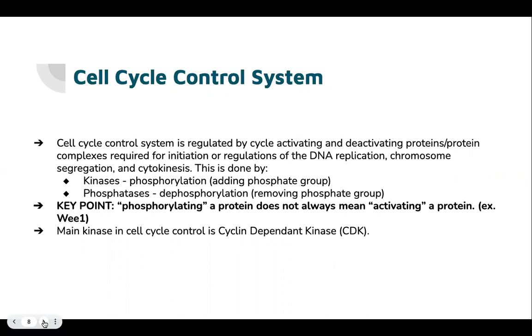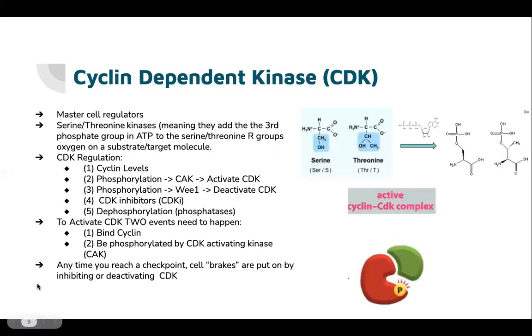Next week, we'll go over WEE1 more in depth, but it is mentioned in this week's topic. WEE1 is a protein that will add a phosphate group, inhibiting its target. Another quick note: phosphatases are what remove the phosphate group. And the main kinase in the cell cycle control is CDK, or cyclin-dependent kinase. These are serine threonine kinases, so they add the third phosphate group onto the serine threonine R groups.